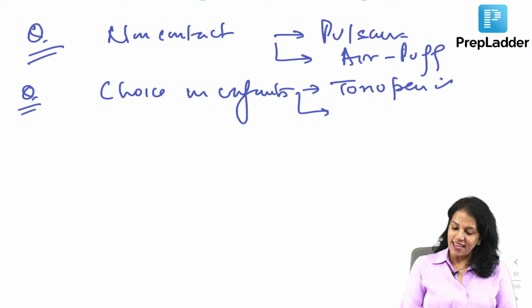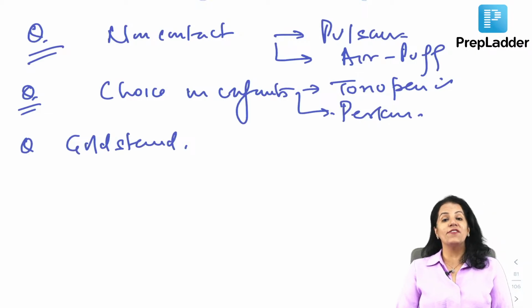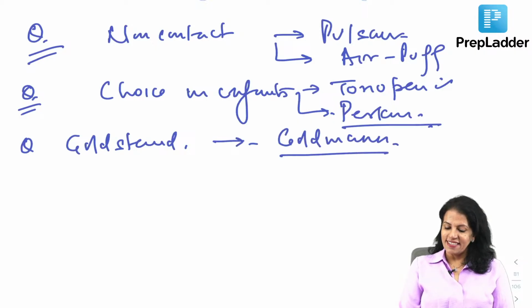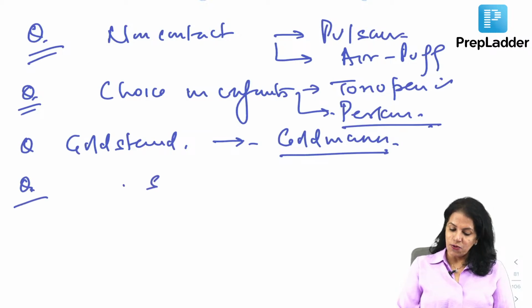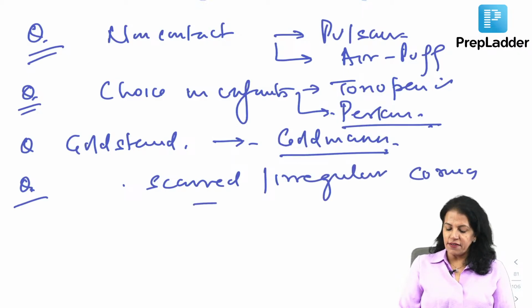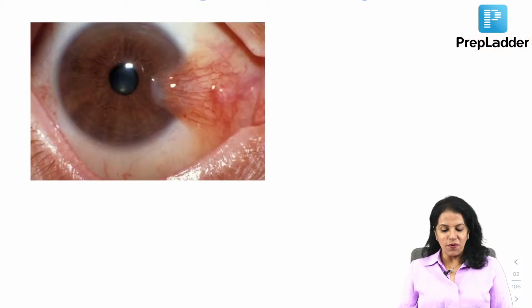I've taught you. And second can be Perkins, which is a handheld version of Goldmann. Gold standard for measurement is still Goldmann only. Right? We have learned this. In scarred and irregular corneas, again it is tono pen. So I want you all to quickly revise all this, right? So revise your tonometers. Okay, we come to this next image.